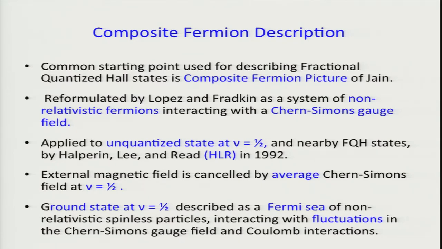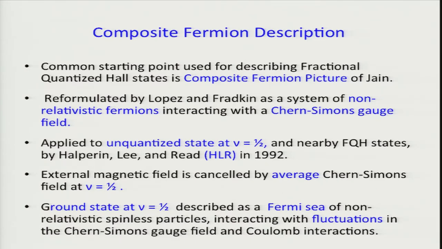The common starting point for trying to understand what's happening is the composite fermion picture, which was originally introduced by Jain in the late 80s for quantized Hall states. It was reformulated by Lopez and Fradkin as a system of non-interacting fermions interacting with a Chern-Simons gauge field. Patrick Lee, Nick Read, and I, in 1992, applied this to the unquantized state at nu equals a half, and also to nearby fractional quantum Hall states.